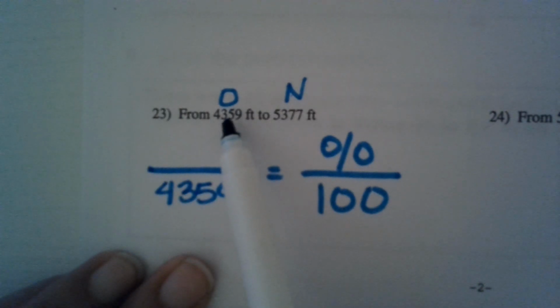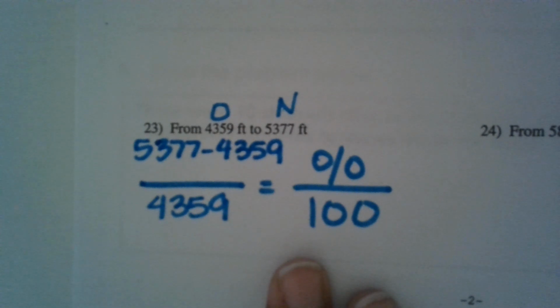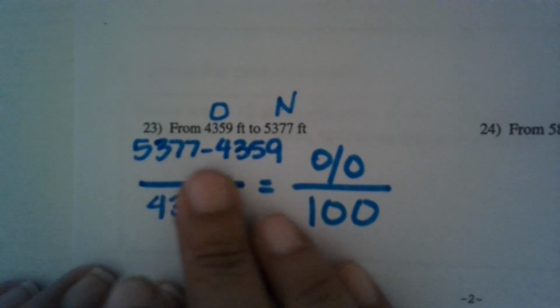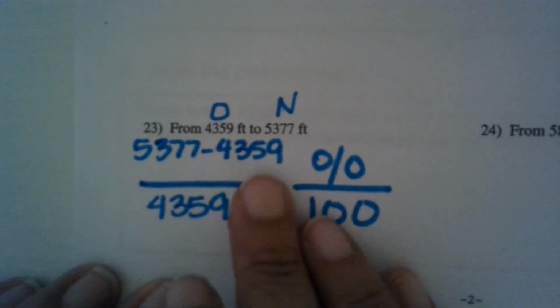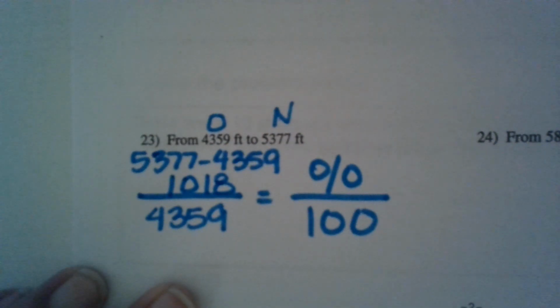Now, I need to find the amount of change. How much did I go from this number up to this number? So in this case, you have to do new minus old. And again, try to keep it where there's no negatives in it, okay? So again, use a calculator or do this by hand. 5,377 minus 4,359 should give me about 1,018. Okay.